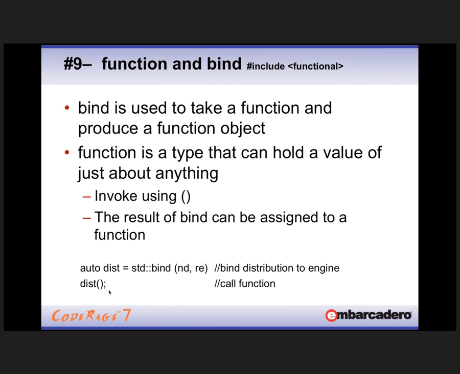But this is how, in the previous example, we were binding the number generator, the random engine, to the distribution, and creating a function out of that which we invoke using that parentheses operator. So bind is used to create a function object, and then this function object now is a type that can be invoked using those parentheses operators, and of course implemented to do pretty much anything you want with those parentheses operators. So that's how you saw that previous example of creating a random distribution.